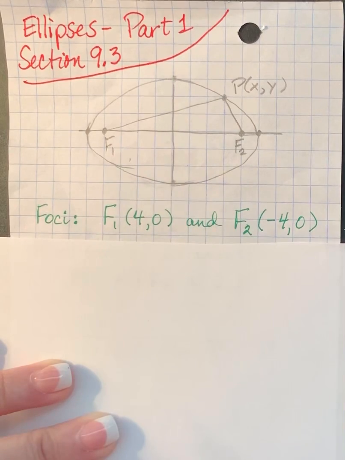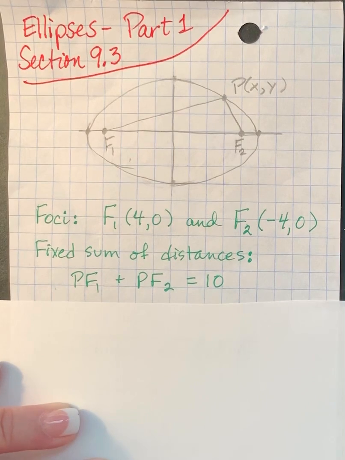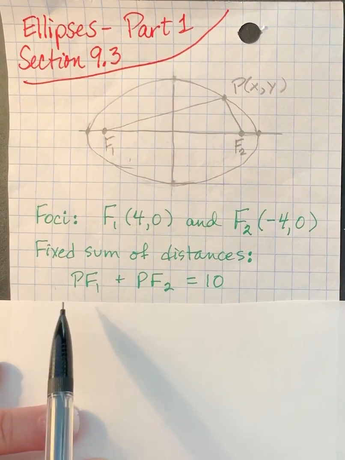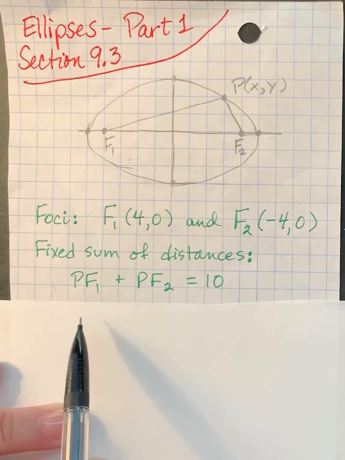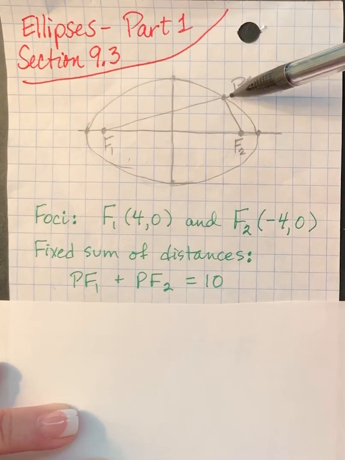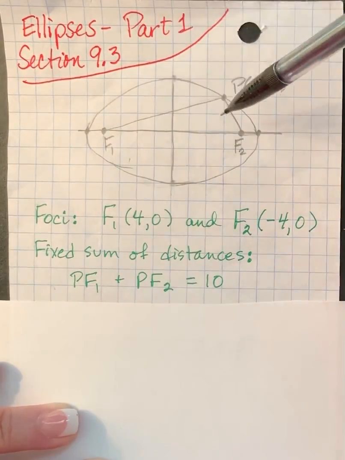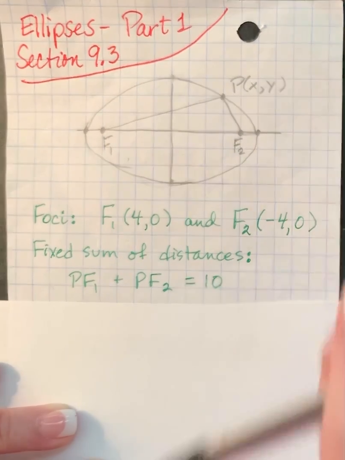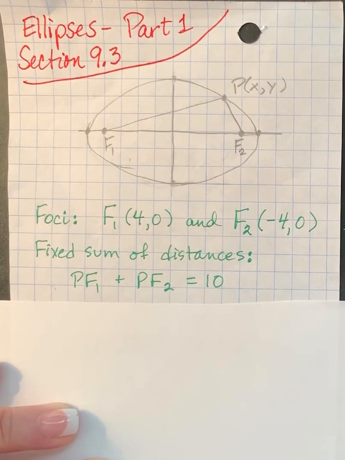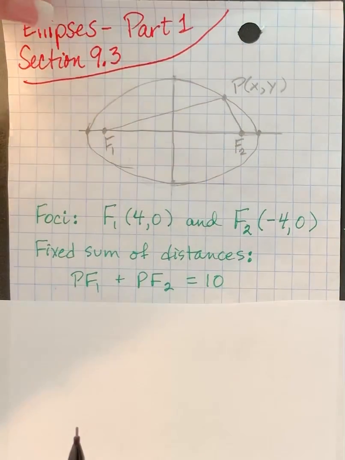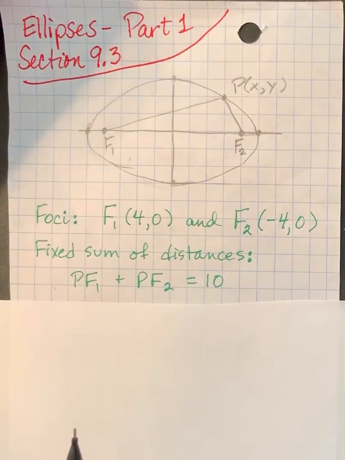So you have those 2 points, and then you're given a fixed sum of distances. For this one, I made it 10. So the sum of the distances from any point to each focus is going to be 10. If I pick a random point on the ellipse, and I measure its distance to focus 1, that's PF1, and I measure its distance to focus 2, that's PF2, the sum of the distances will always equal 10. Okay, so that's the formal definition. You're given the two foci and that fixed sum of distances.